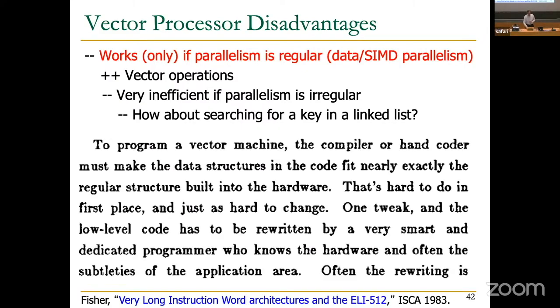And this is exactly why the VLIW paper says this. To program a vector machine, the compiler or a hand coder must make the data structures in the code fit nearly exactly the regular structure built into the hardware. That's hard to do in the first place and just as hard to change. One tweak and the low-level code has to be rewritten by a very smart and dedicated programmer who knows the hardware and often the subtleties of the application area. And this is actually a very nice description of why some applications don't fit vector processors. But if they fit, great. If they don't fit, these problems happen.